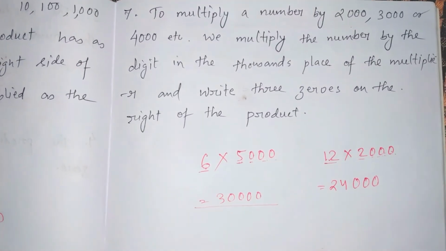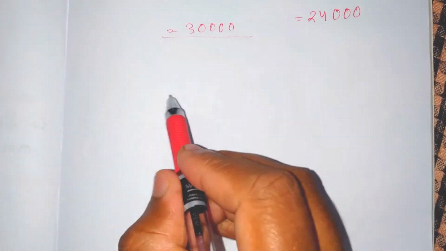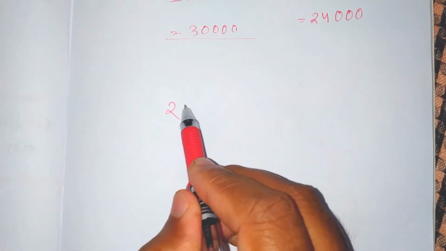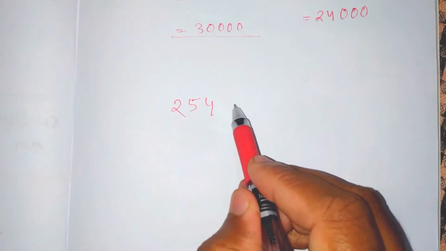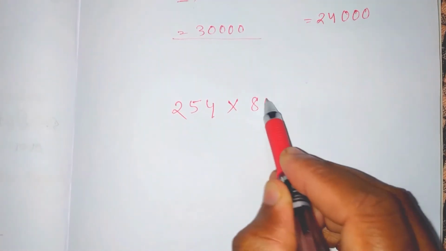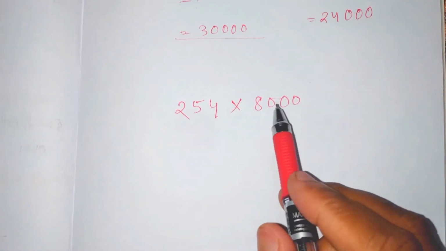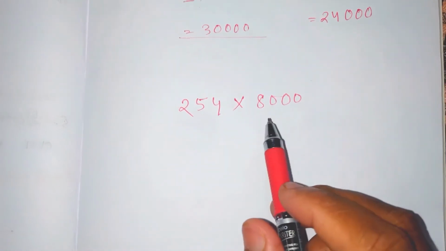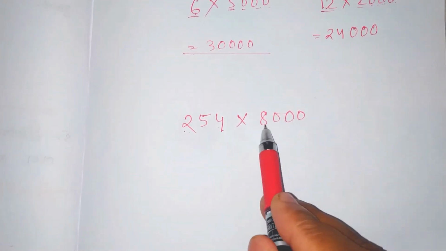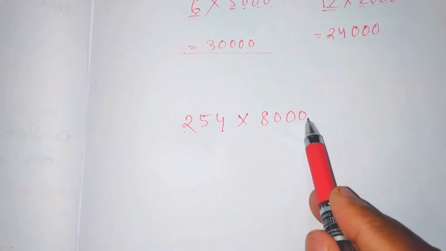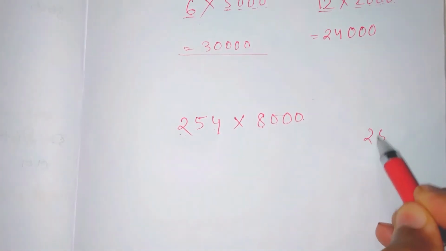Okay. So now I will take a large number. Suppose I take 254. And I need to multiply it with 8000. See, this much big number. While doing this, you may feel like this is very difficult, but this is very easy because you need to multiply 254 with 8 only, and you will add 3 zeros at the end. So let's do it. 254 with 8.